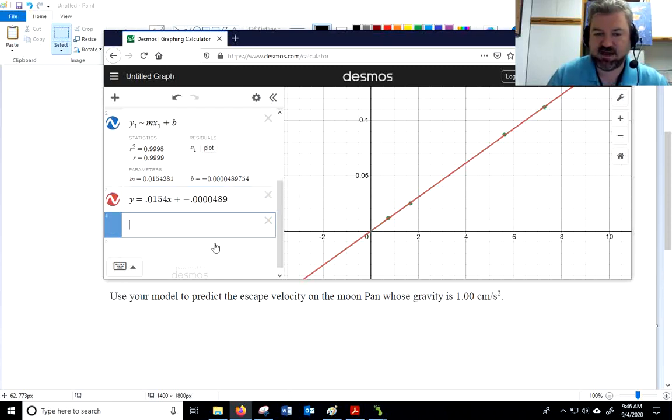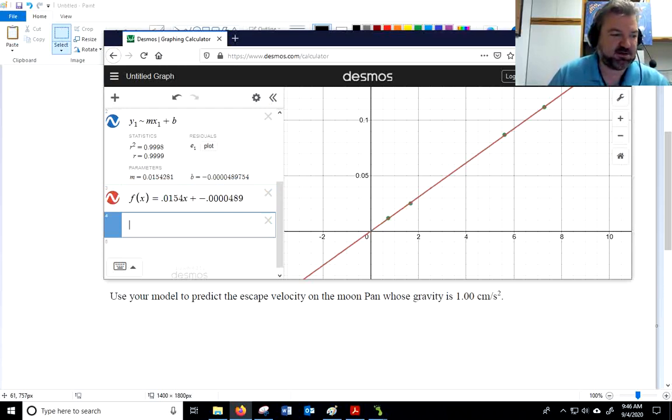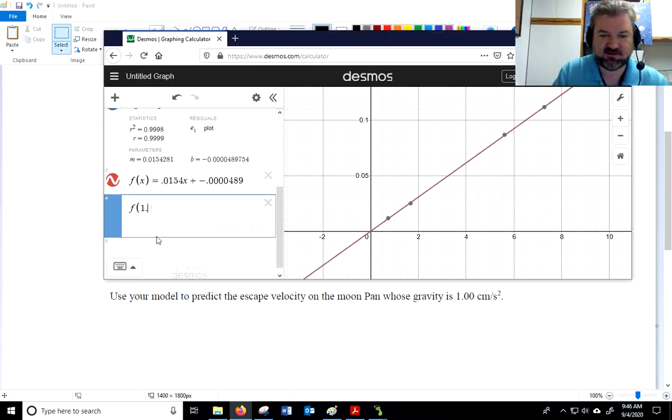Okay, so now that we have that model, I'm actually going to call it f of x. We'll use function notation. We can predict the escape velocity on the moon Pan, whose gravity is 1.0 centimeters per second squared. That's an x value. And so you can see that the escape velocity is 0.0154 kilometers per second.